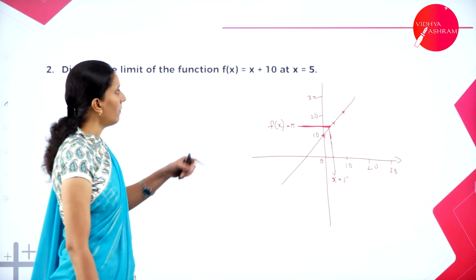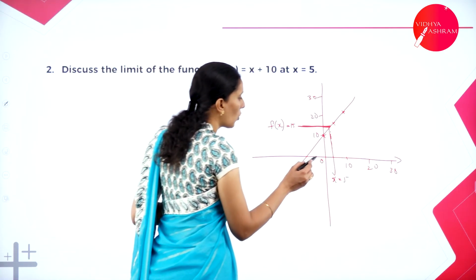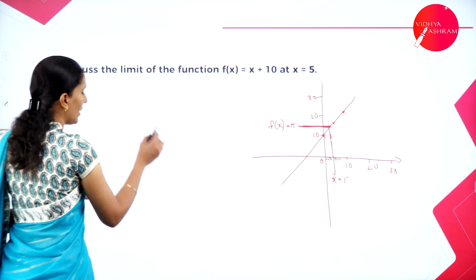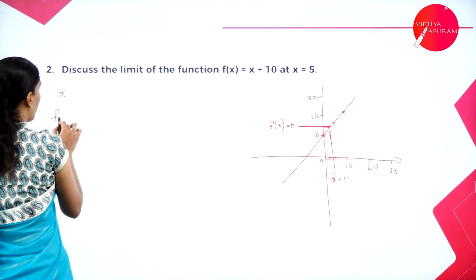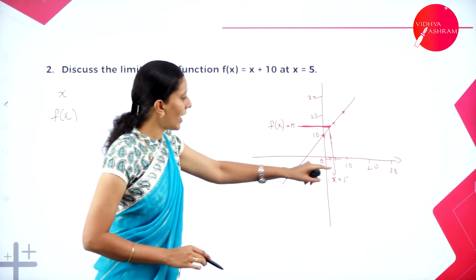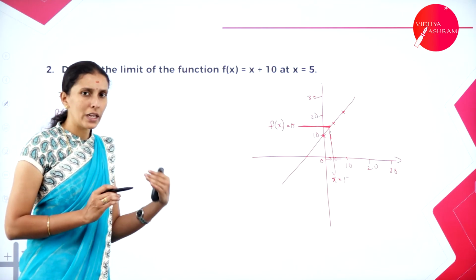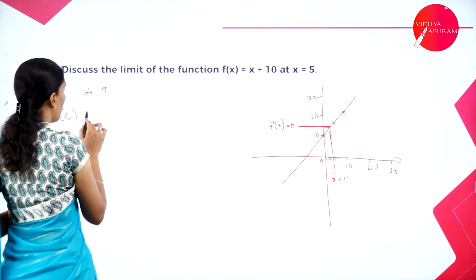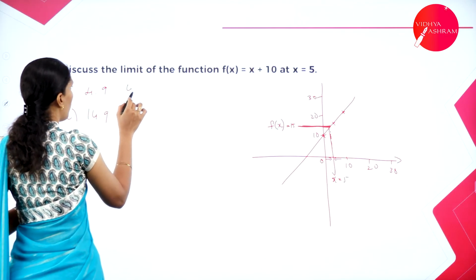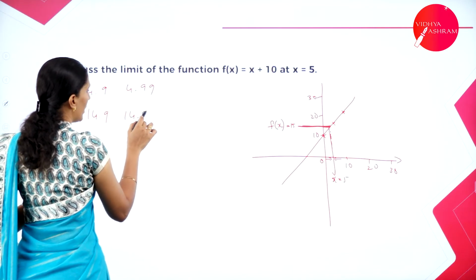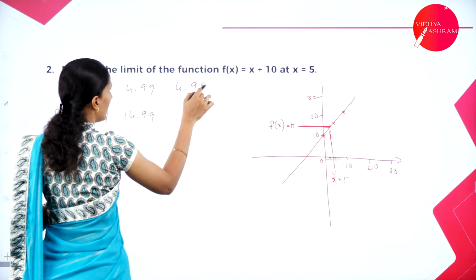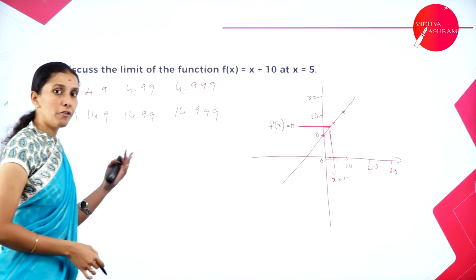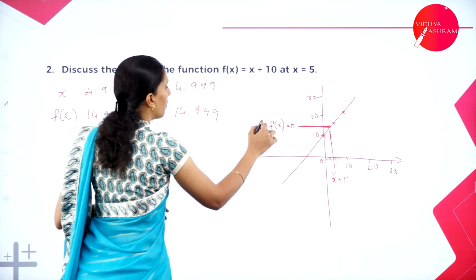Now let us see the values close to 5 from the left side as well as from the right side. So let me take the values x and f of x. As x is close to 5, I take values very near to 5. Let me take 4.9, then f of x is 14.9. 4.99, it is 14.99. 4.999, then it is 14.999. So it is almost equal to 15, which is the same as the functional value.